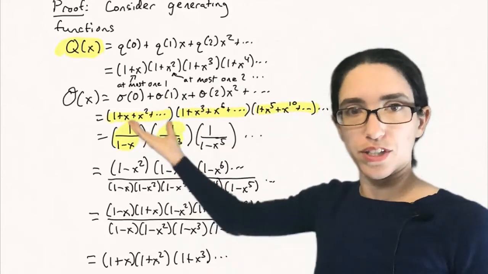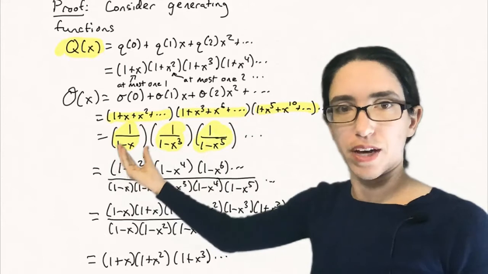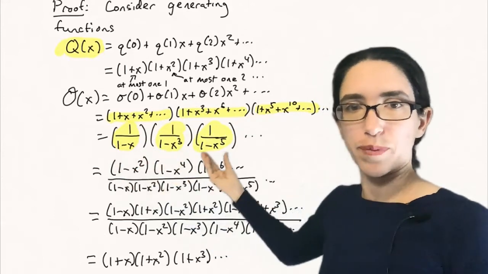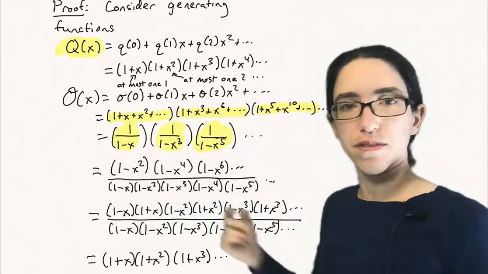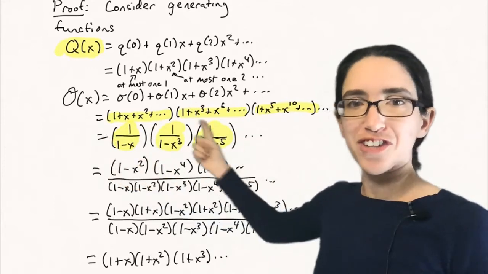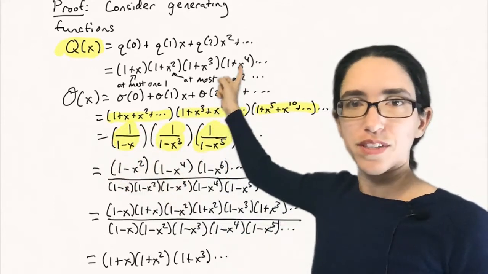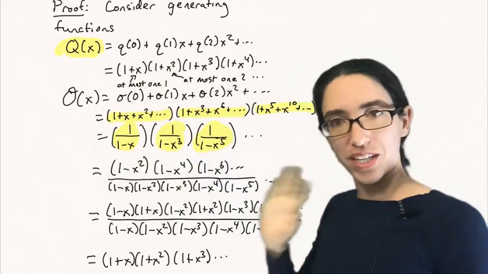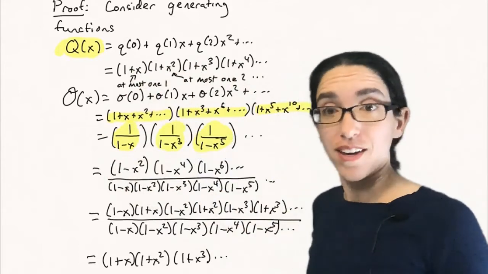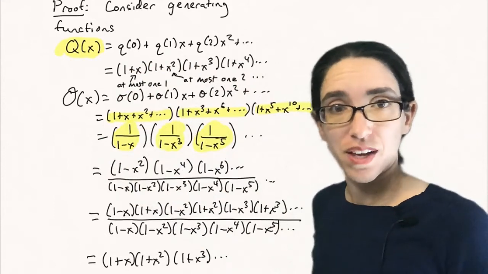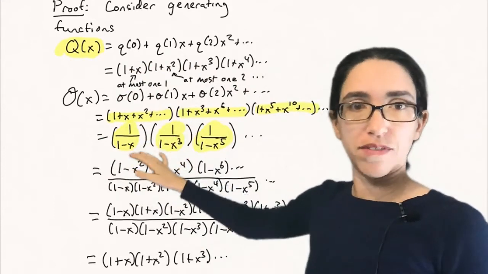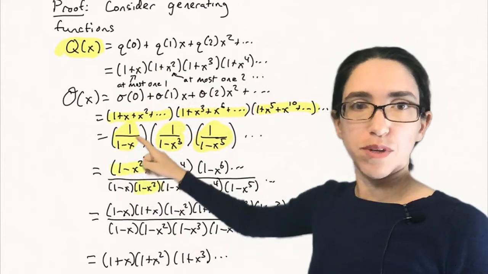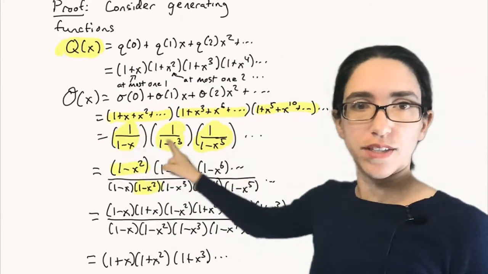So we can use the geometric series formulas, of course, the simplified ones: 1 over 1 minus x, 1 over 1 minus x cubed, 1 over 1 minus x to the fifth. And now we want to show that this generating function actually equals this factored generating function. Now they don't look alike at first, but with a little bit of manipulation, you'll see how they are actually exactly the same thing.